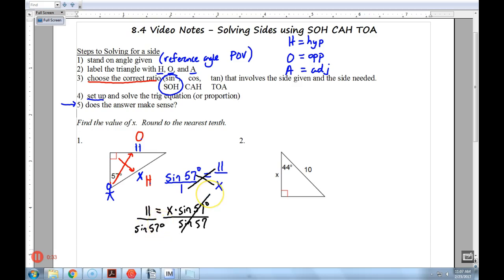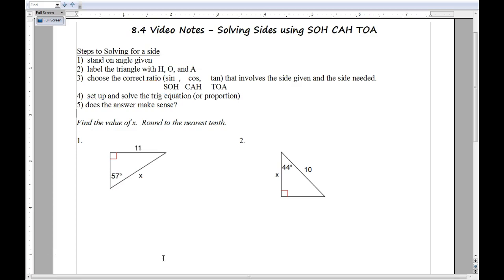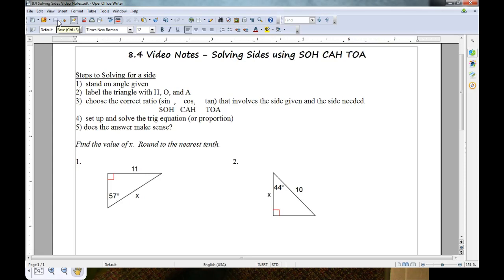And what's left is I will have x equals, and now I want to show you how you're going to punch in this 11 divided by the sine of 57. So I'm going to go to my document camera here, and I'm actually going to punch in 11 divided by the sine of 57 to kind of help you out. So let's open this guy up.